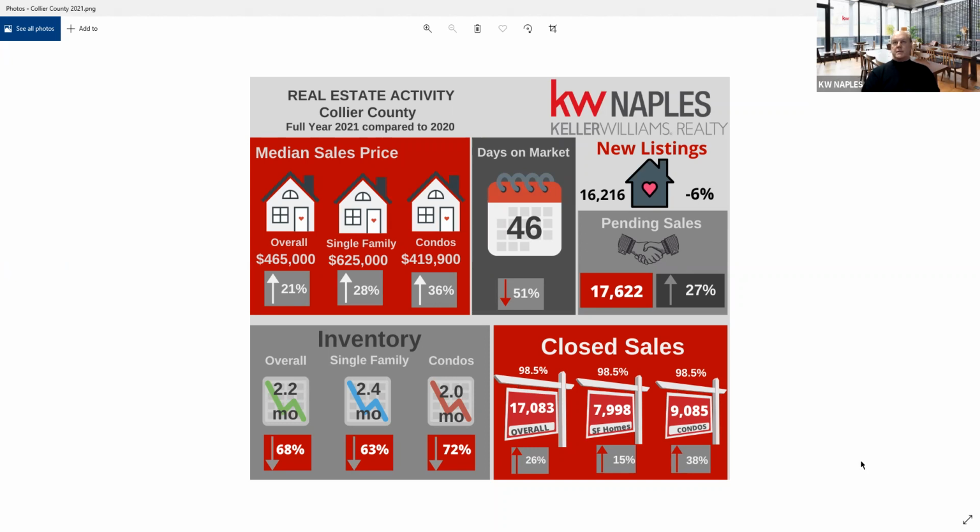Overall sales up 26%. We're still putting quite a few listings into the hopper. That's only down 6% from last year, but the consumption is so high. So I just put this out to give you something to share with your customers. It's a little more information than the neighbor chart.